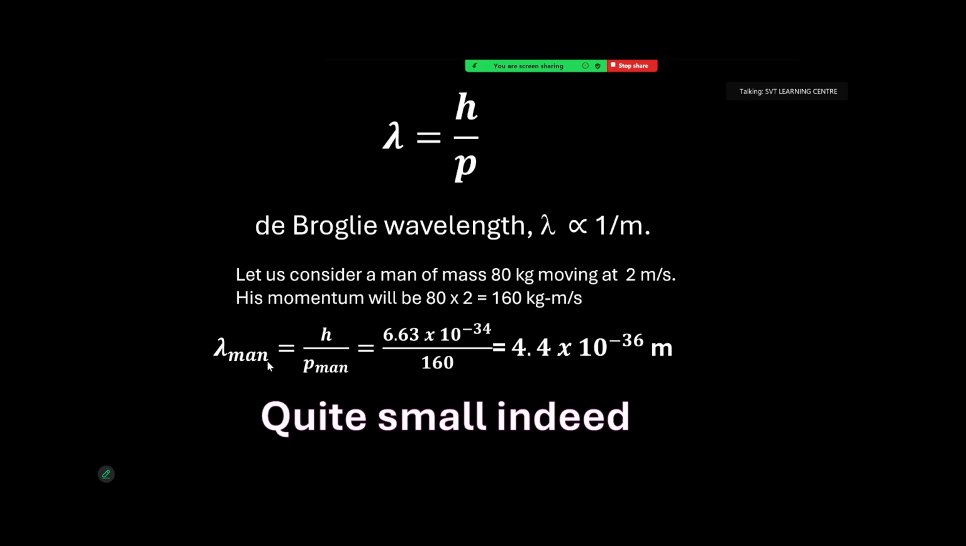Now, if you look at the lambda associated with the man and you put in the values, h is 6.63 into 10 raised to minus 34, very small. With momentum 160, we come out with 4.4 into 10 raised to minus 36, and indeed it is very small. So, even if there is a wavelength, it is hardly noticeable, or in other words, we just can't measure it. Okay, it is there, but we cannot measure it.